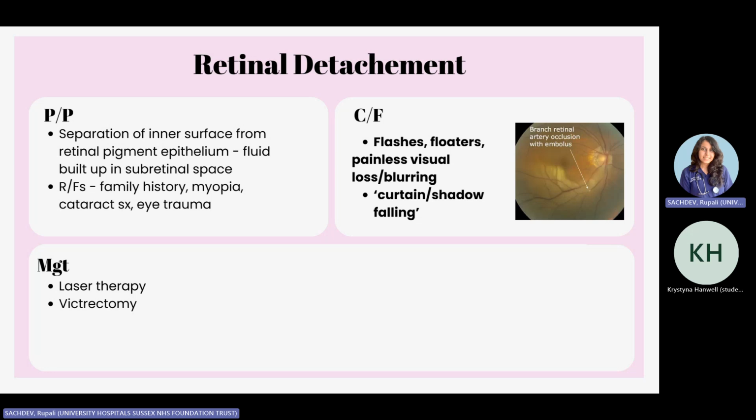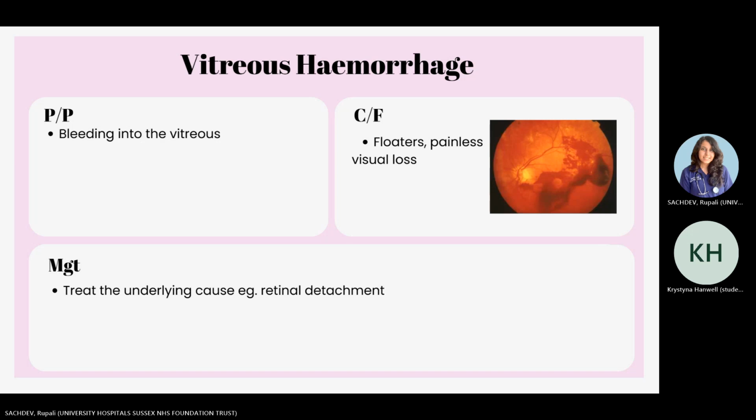In terms of management, there's laser therapy and vitrectomy. Coming to the next one, which is sort of related to the previous one, which is vitreous hemorrhage. So it's bleeding into the vitreous and it presents with, again, floaters, flashes, and painless visual loss. On fundoscopy, you can actually see the bleeding. And how you treat it is essentially you treat the cause that's causing the bleeding.